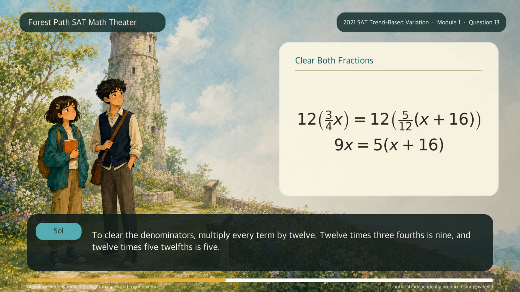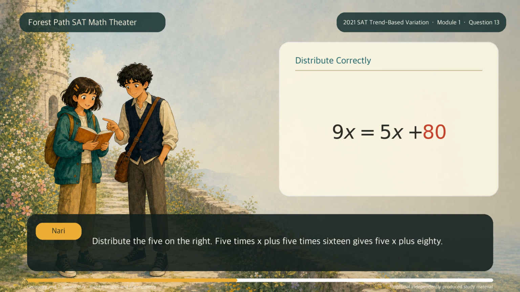To clear the denominators, multiply every term by 12. 12 times 3/4 is 9, and 12 times 5/12 is 5. Distribute the 5 on the right. 5 times x plus 5 times 16 gives 5x plus 80.